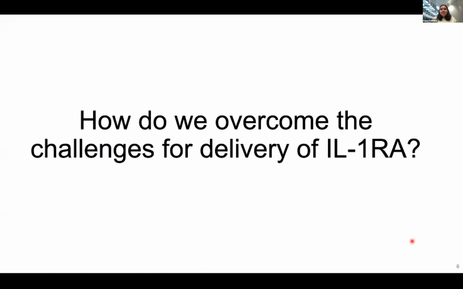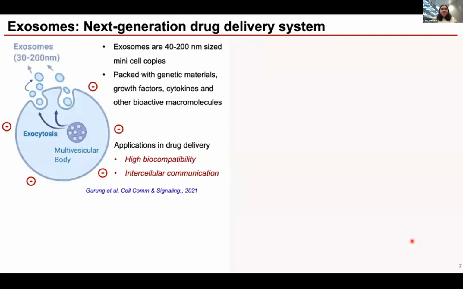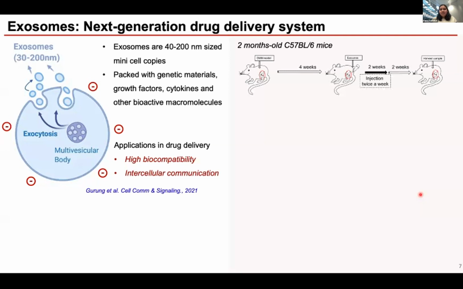So how do we overcome these challenges for delivery of IL-1RA? Exosomes are 40 to 200 nanometer sized mini cell copies that are packed with genetic materials, growth factors, and cytokines. They have found applications in drug delivery due to their high biocompatibility and role in intercellular communication. Recent work has shown that MSC-derived exosomes have intrinsic therapeutic potential.